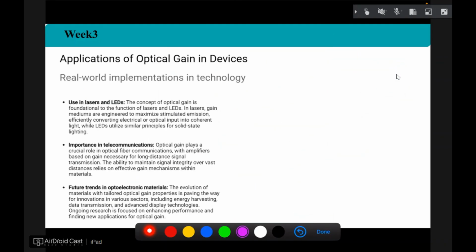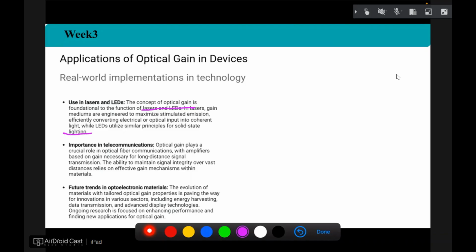So what is the role of this optical gain in devices? What is the real world implementation? This concept of optical gain is foundational to the function of lasers and LEDs. In lasers, gain media are engineered to maximize stimulated emission, efficiently converting electrical or optical input into coherent light, while LEDs utilize similar principles for solid state lighting.